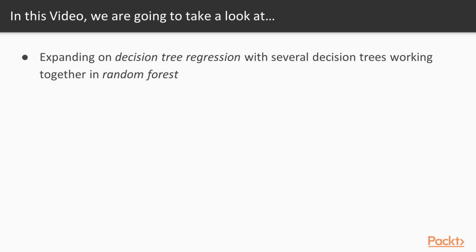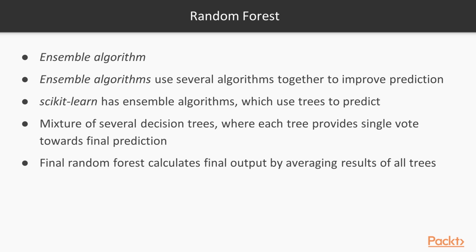In this video, we will be expanding on decision tree regression, with several decision trees working together in a random forest. Random forests is an ensemble algorithm. Ensemble algorithms use several algorithms together to improve predictions. Scikit-learn has several ensemble algorithms, most of which use trees to predict.